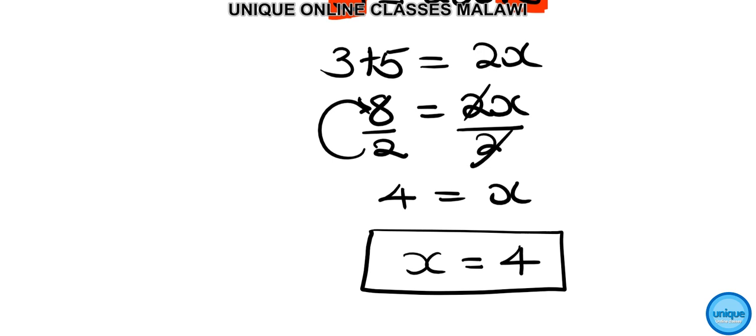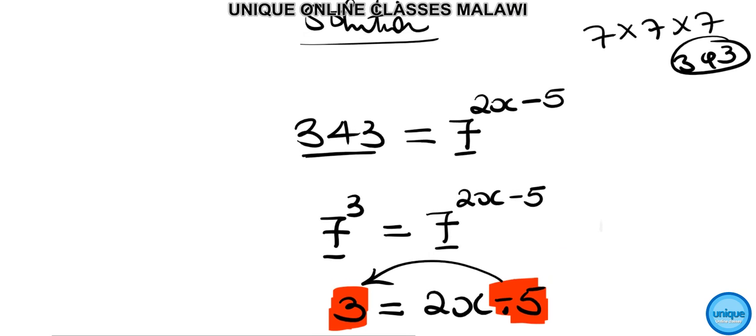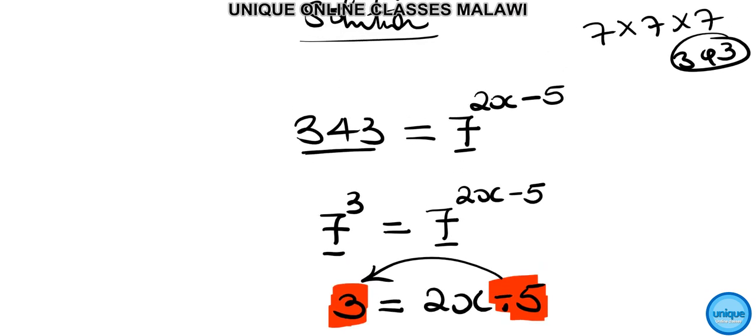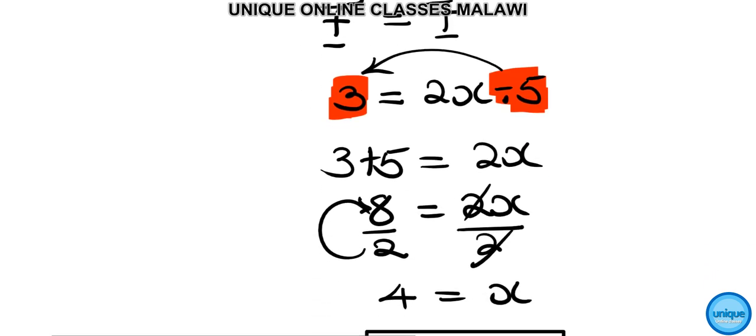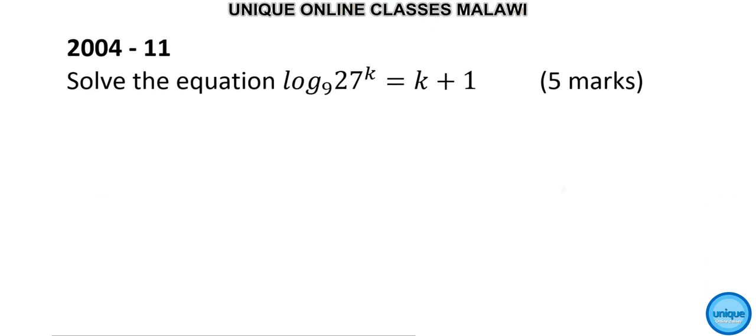So you can prove it by substituting 4 for x. 2 times 4, that's 8. 8 minus 5, that's 3. 7 raised to the power 3 is 343. Yeah. My guys, let's now move on to another question.